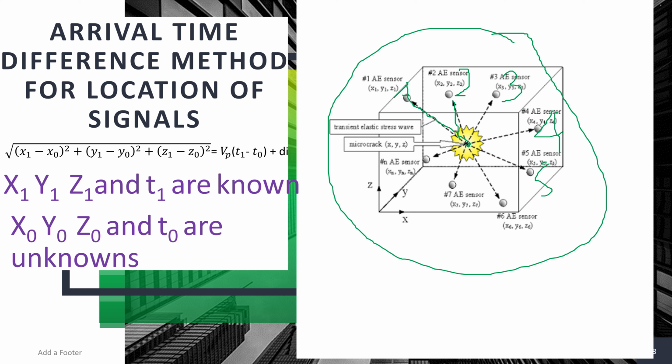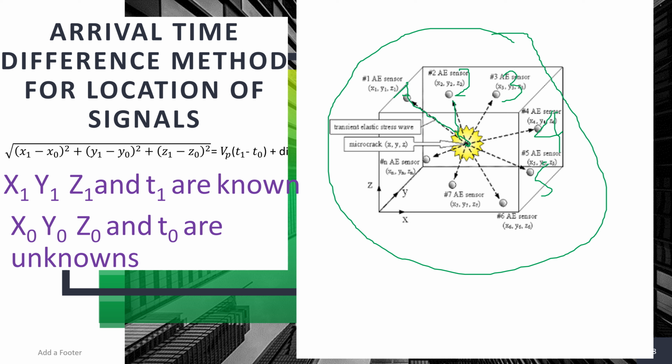So all the information we know, just like the idea of the satellite, the phone sends a signal to the satellite. So these sensors are like the satellites. So when a crack happens here, the signals are received by sensors 1, 2, 3, 4, 5, 6, 7, 8. So that's the only information we know. The time the signal is received, that's all. Oh no, sorry. We also know the position of the sensors.